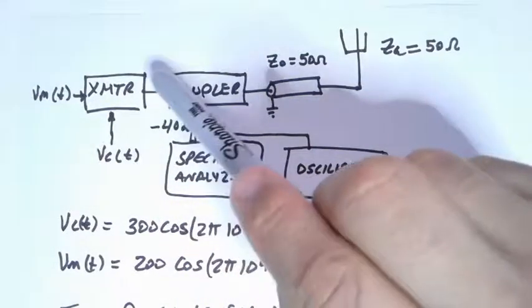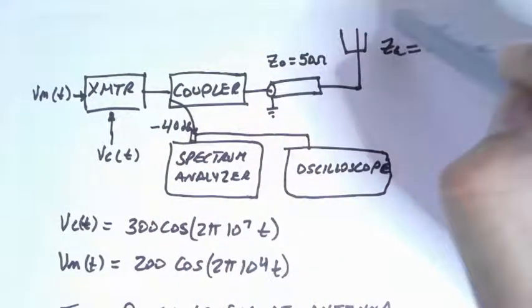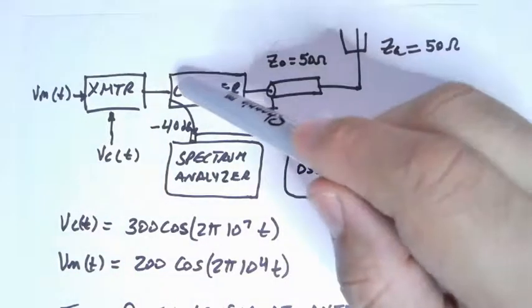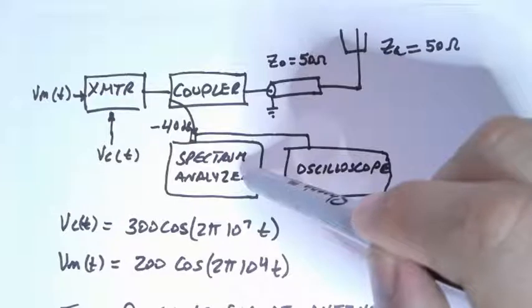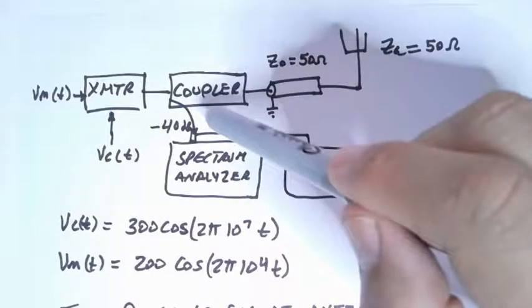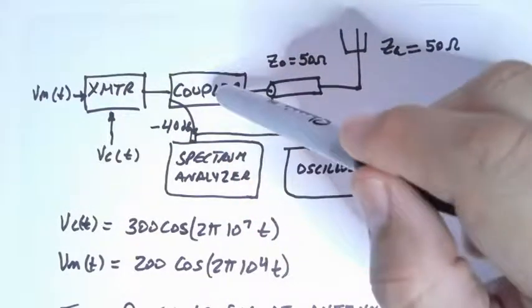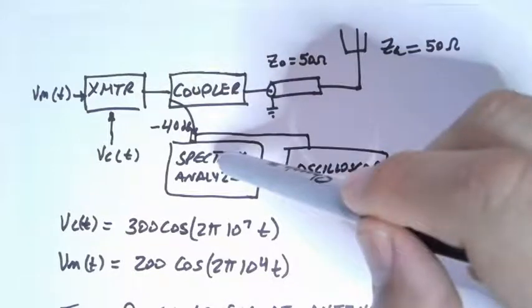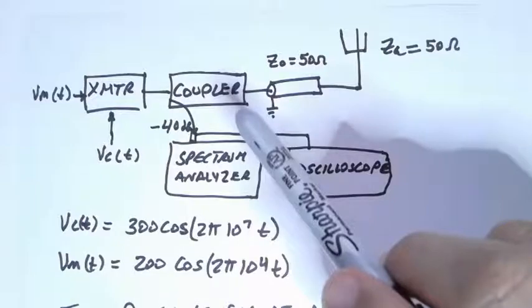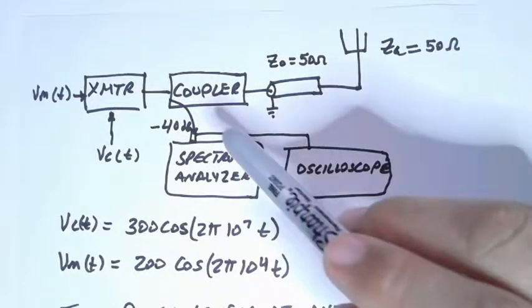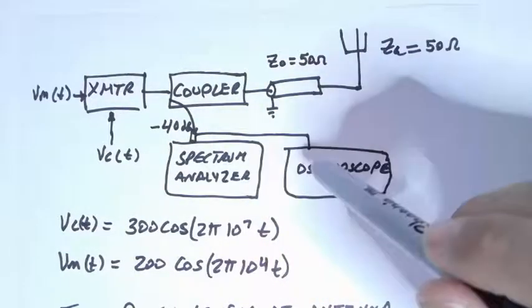Okay, the output goes all the way across to the antenna, but a small portion of the signal is attenuated by a coupler, directional coupler, to be sampled by a spectral analyzer or an oscilloscope.